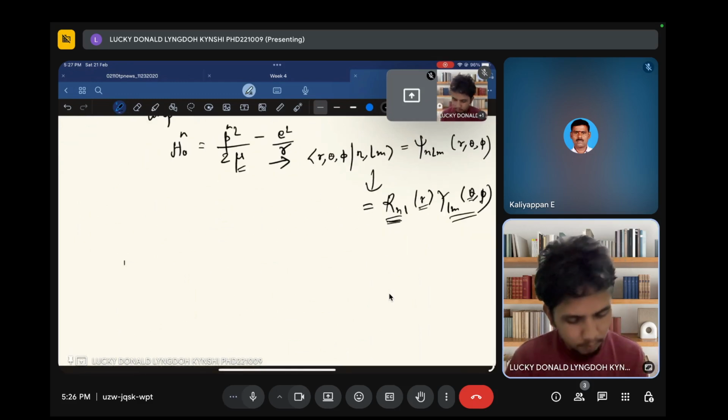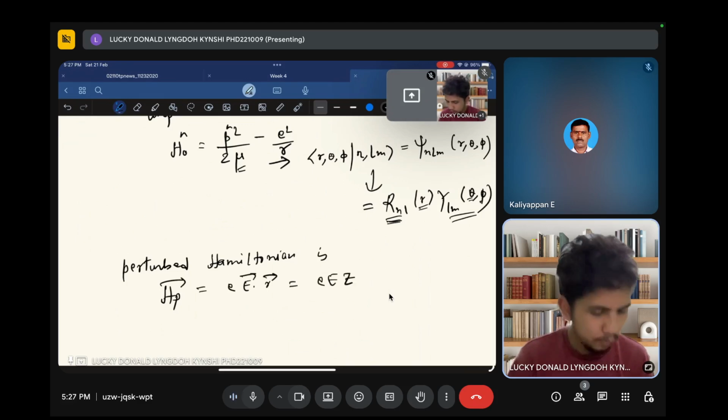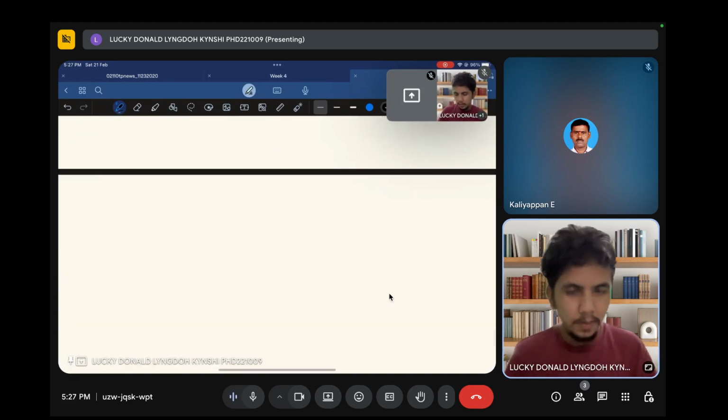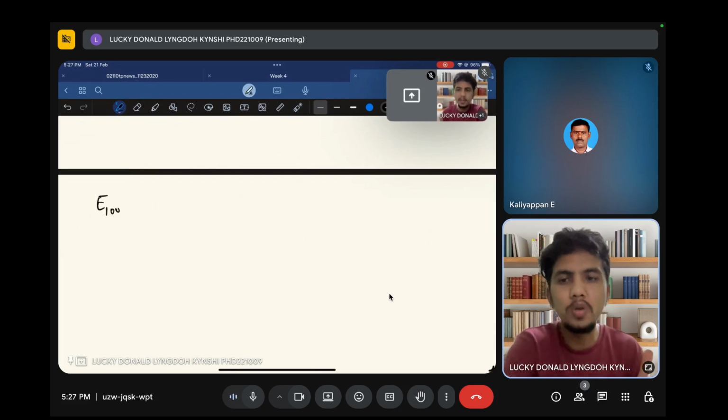But when you apply the perturbed Hamiltonian, H_P is given by the electric field into the distance, which is equal to eEz, because the electric field is applied in the Z direction. Now let's solve the energy correction, E_100. This is your ground state, because n is equal to 1, L is equal to 0, m is equal to 0. This is your first ground state.